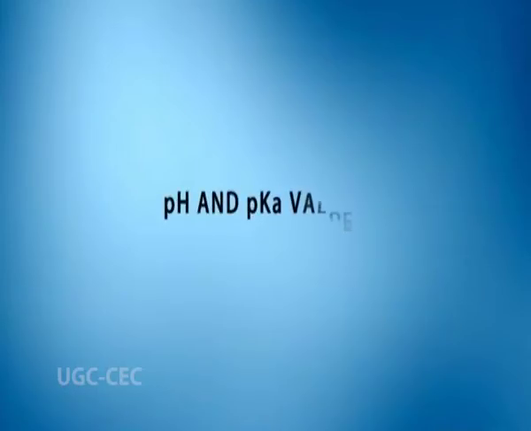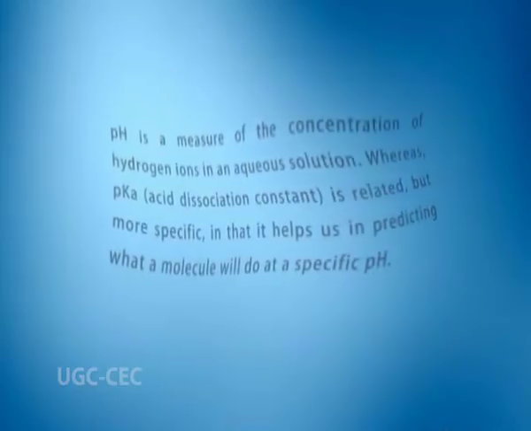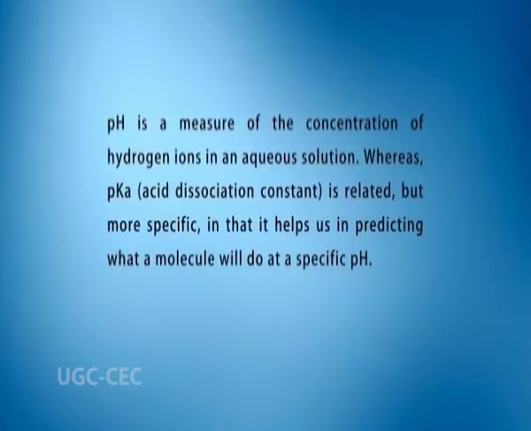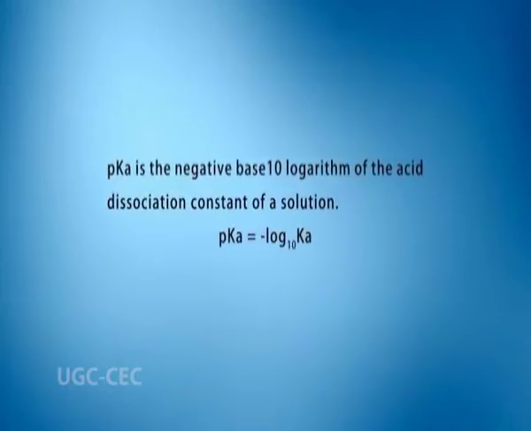Now coming to pH and pKa values. pH is a measure of the concentration of hydrogen ions in an aqueous solution, whereas pKa, or acid dissociation constant, is related but more specific in that it helps us in predicting what a molecule will do at a specific pH. Essentially, pKa tells us what the pH needs to be in order for a chemical species to donate or accept a proton. So by definition, pKa is the negative base 10 logarithm of the acid dissociation constant of a solution.